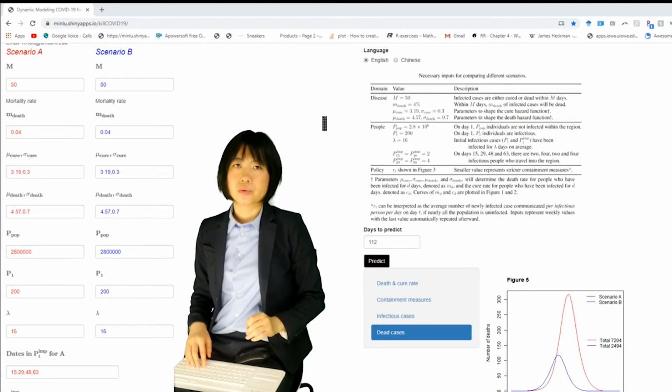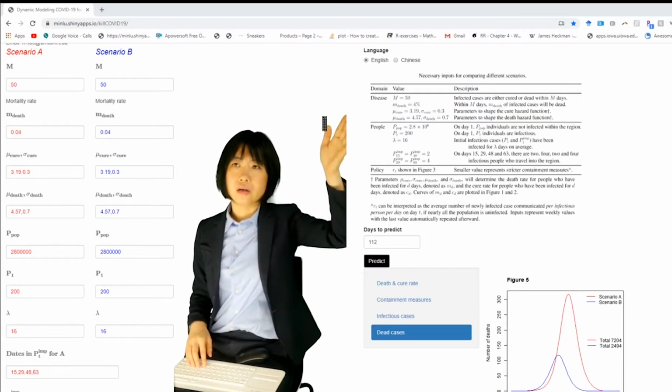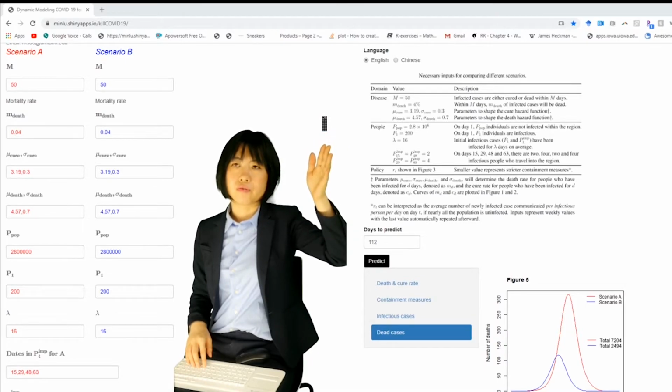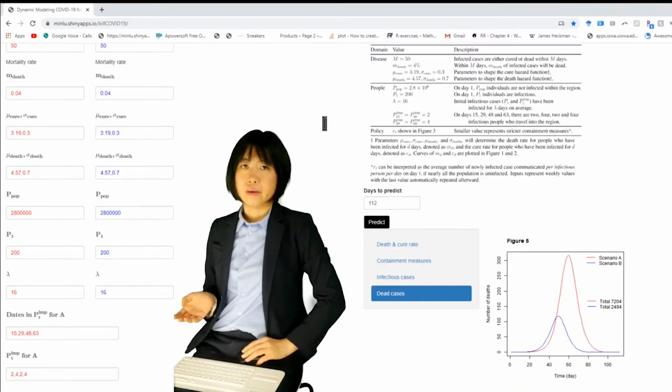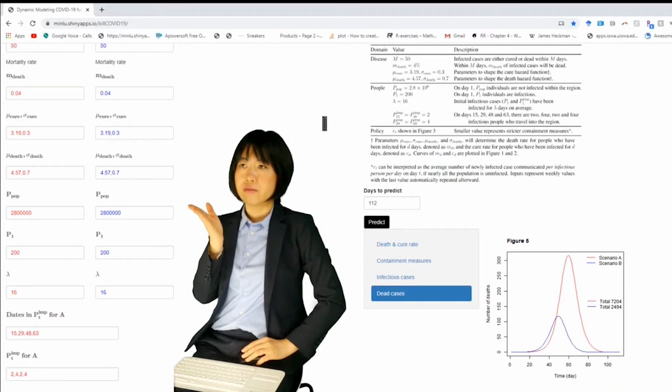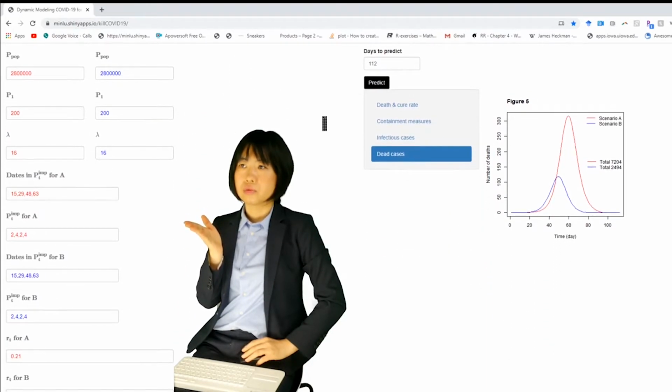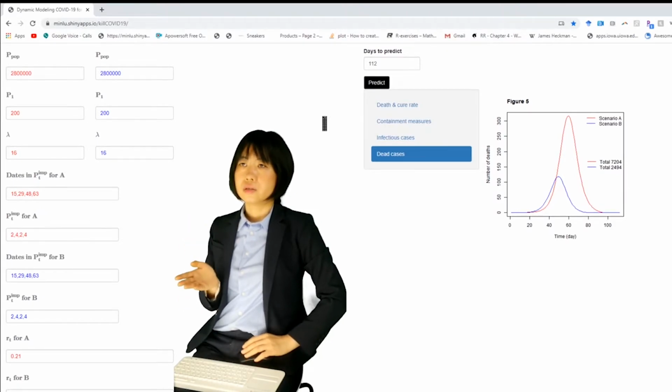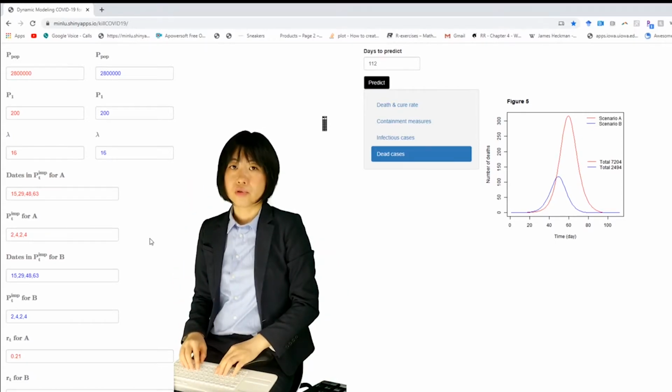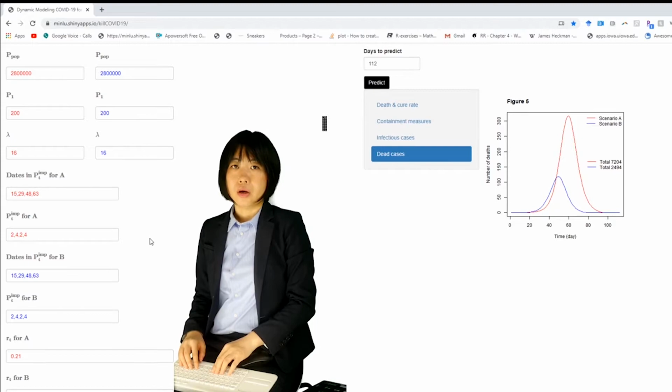The next group of parameters are people-related, which are basically number of population, initial infectious cases, imported cases, and imported dates. People-related parameters are from P-pop to imported cases, which is down to here. So from top to here. The first parameter we're going to input is P-pop, which is the number of uninfected population. We assume infected cases won't get infected again.